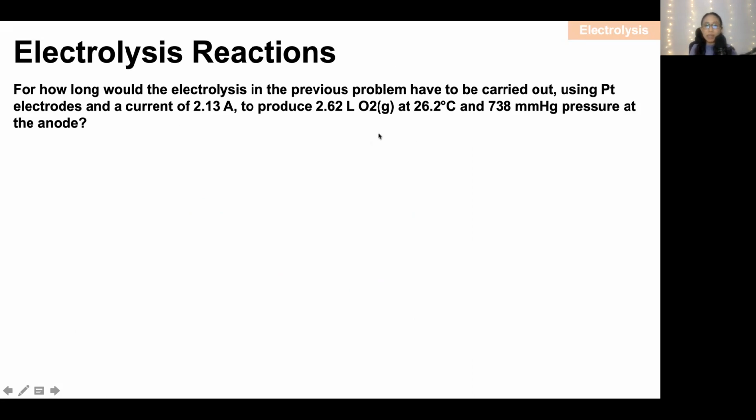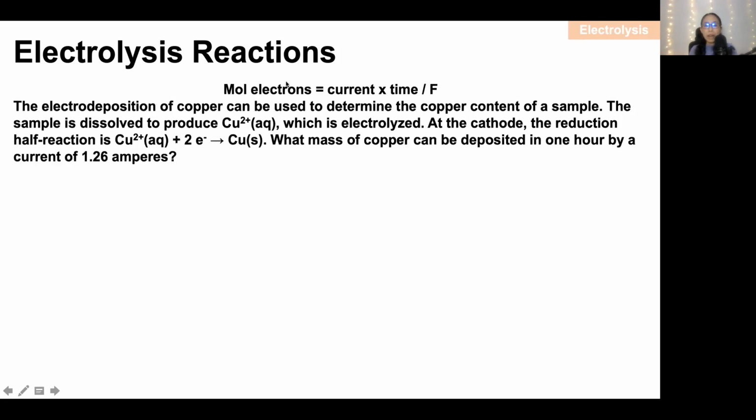Okay, let's try this time with a gaseous product. Okay, for this problem, the electrolysis. For how long would the electrolysis in the previous problem have to be carried out using platinum electrodes and a current of 2.13 amperes to produce 2.62 liters of oxygen gas at 26.2 degrees Celsius and 738 millimeters mercury pressure at the anode. Okay, the previous problem, this is what it refers to, right?